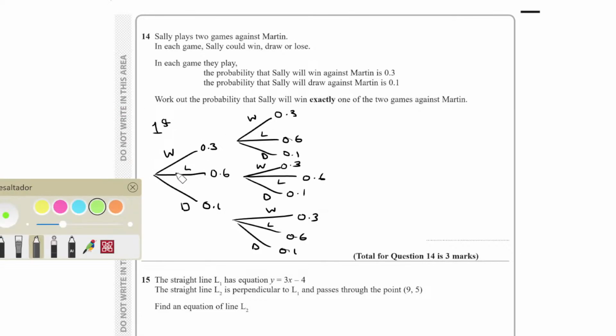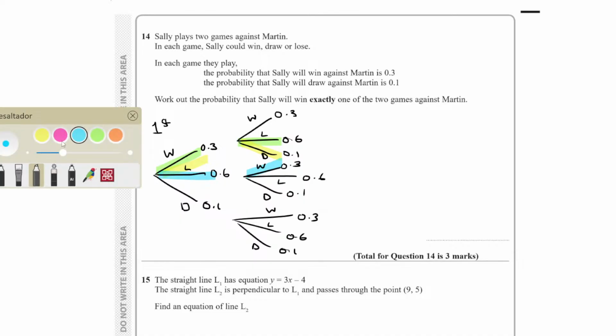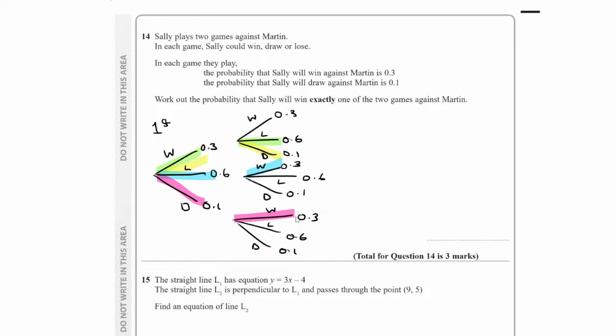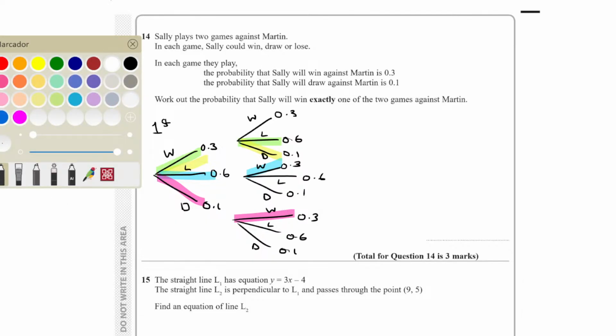And then I just highlight or somehow identify, right, the options that satisfy the question. So it says work out the probability that Sally will win exactly one game. So she could win the first one but then lose the second one, but she could also win and then draw, but she could also lose and then win, or the fourth option is she draws and then she wins. So those are the 4 options. So I need to work out all those probabilities.